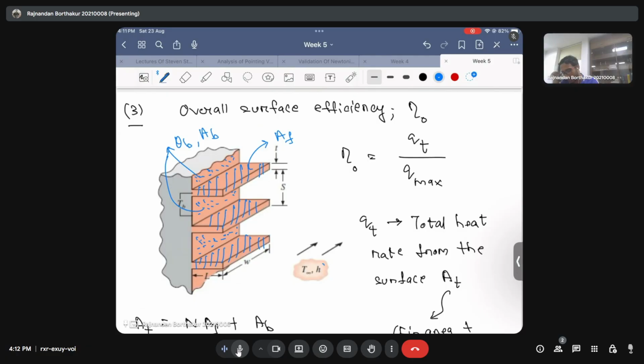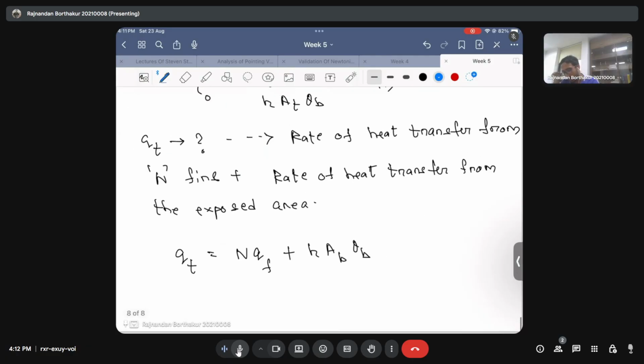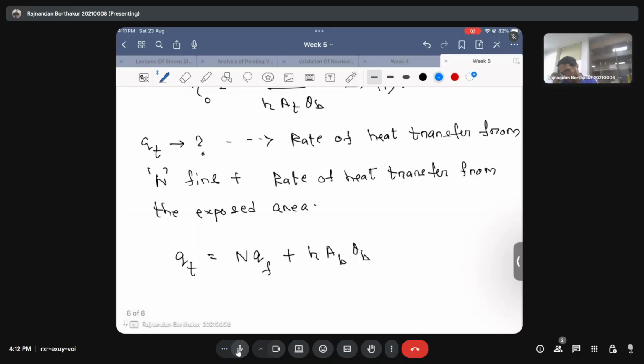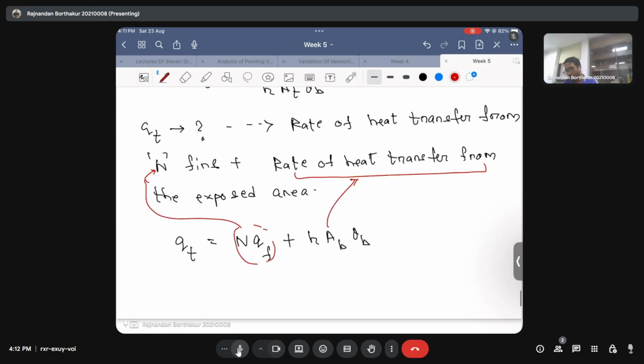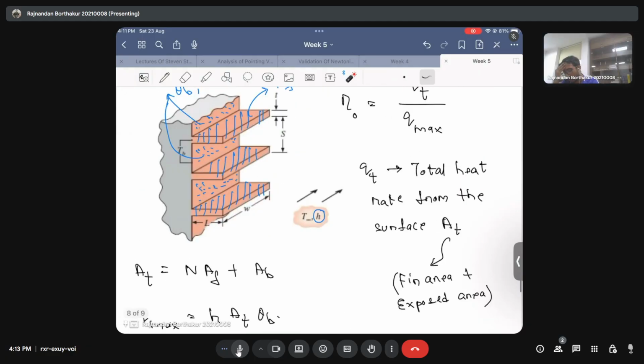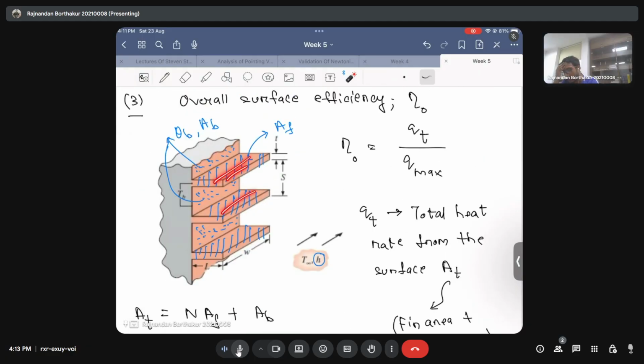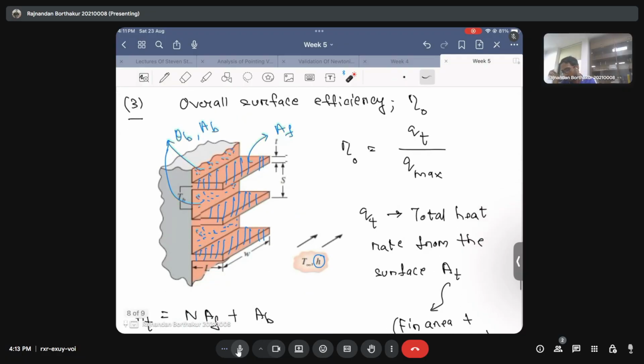Okay. And the fluid has a heat transfer coefficient h, which means that the rate of heat transfer from the exposed area is h AB times theta B, and this is the second part that we are considering. The first part is the rate of heat transfer from n fins. Now in order to evaluate Qt, we need to look at Qf, because we don't know the rate of heat transfer from each fin. One assumption we are considering is identical fins here.